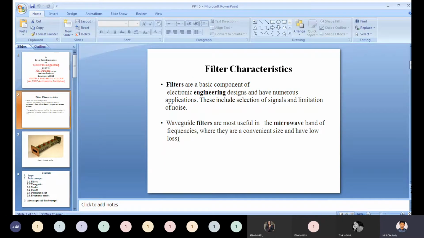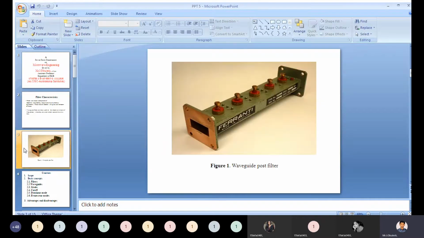You need to see this waveguide post filter from the slide. We are using this in real time also in the laboratory of microwave engineering. Once you come offline, we will be able to use this waveguide post filter.